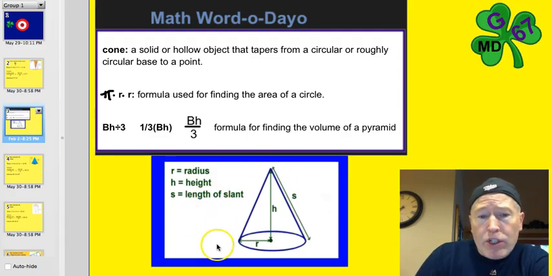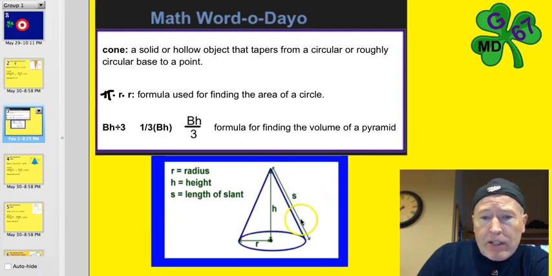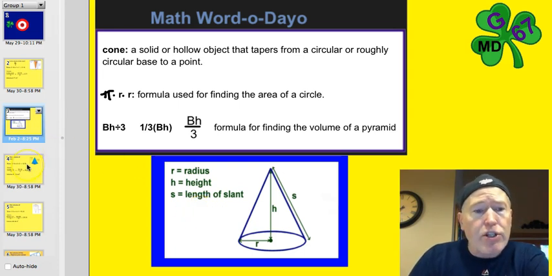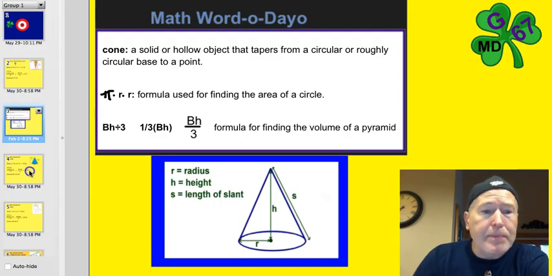Also, just a couple quick vocabulary words here. We know the radius and we know the height of a cone. This measurement over here is called the slant. Sometimes we'll be given the slant measurement. Really, that's just a distractor for tonight. We don't need to use that, so please be aware of that.